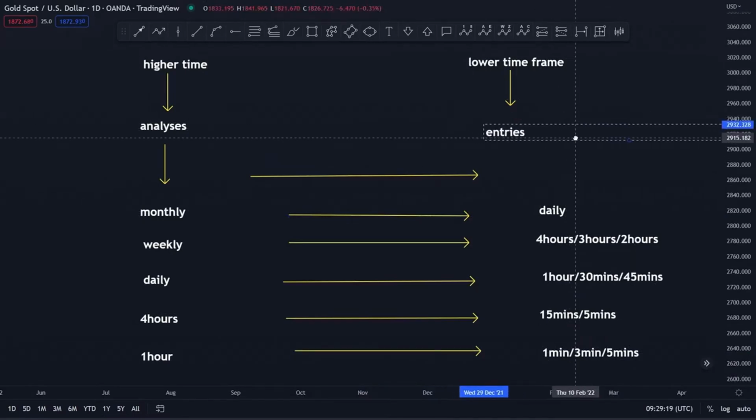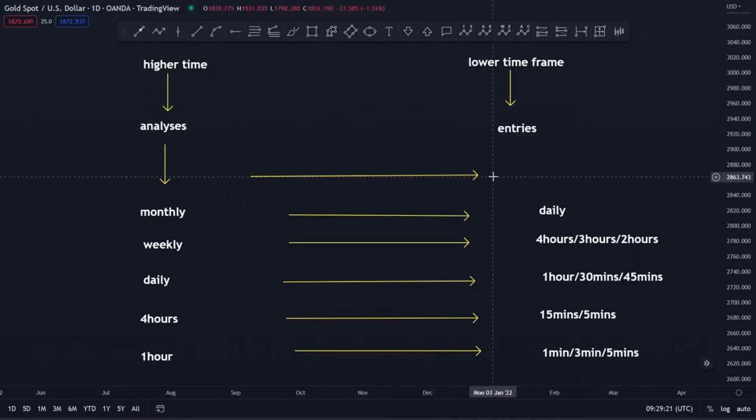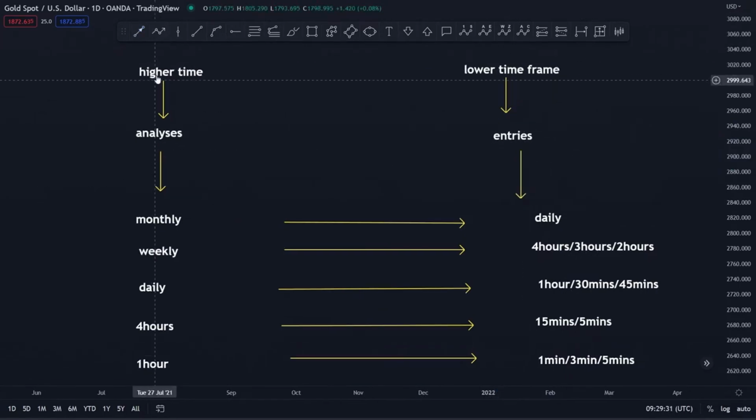So now that we have everything from this side, let's do something like this. Higher time frame, you make analysis. If you make an analysis on the monthly, that means your entry will be on the daily. Let's say you have a monthly time frame analysis here, and then you move on to the daily and make an entry.